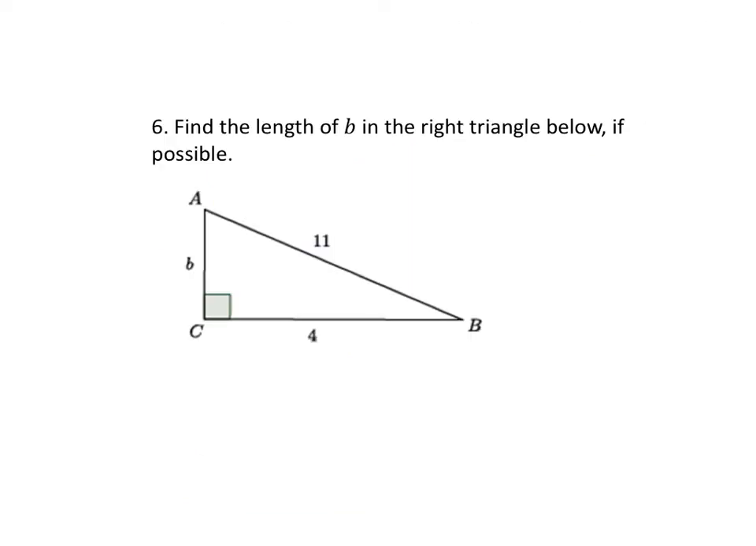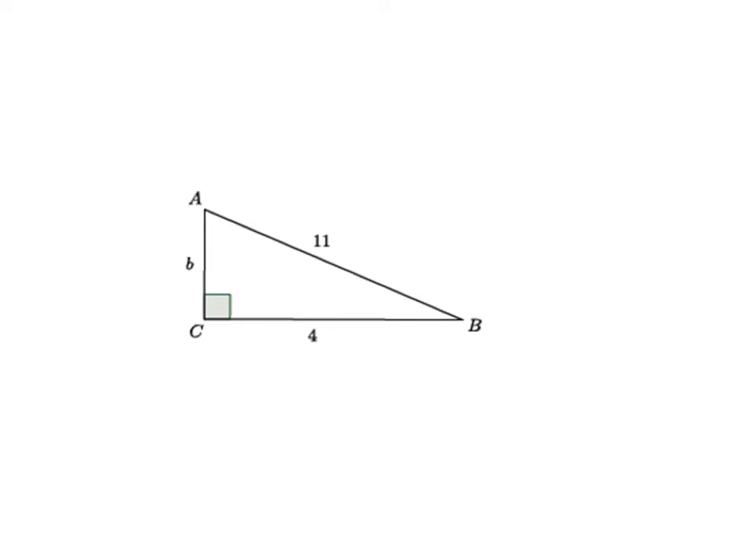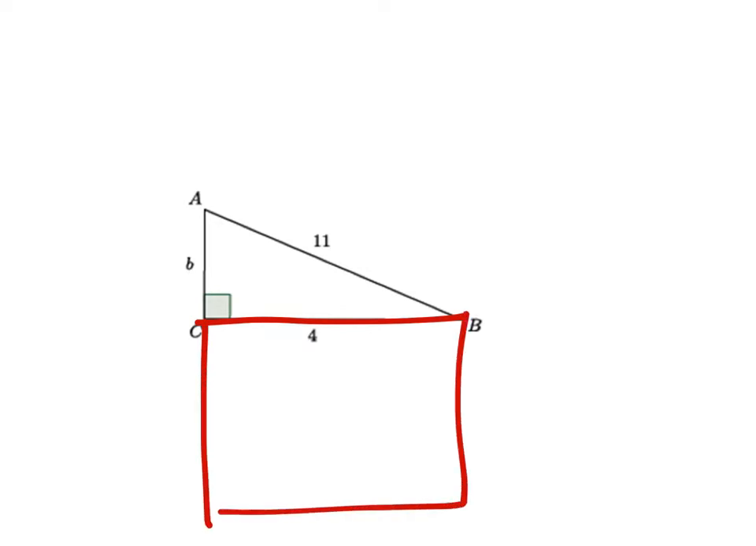Find the length of b in the right triangle below if possible, and it is possible. Alright, so right here I got this leg, which is at 4. And this is not drawn to scale. Alright, the area of the square would be 4 times 4, which is 16 square units.